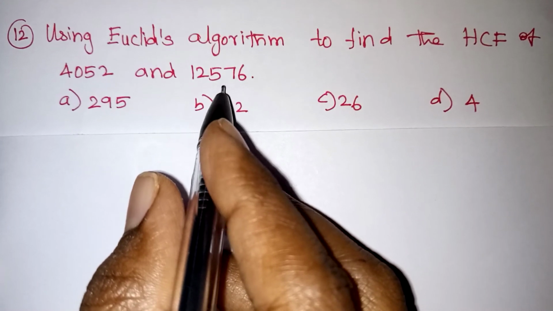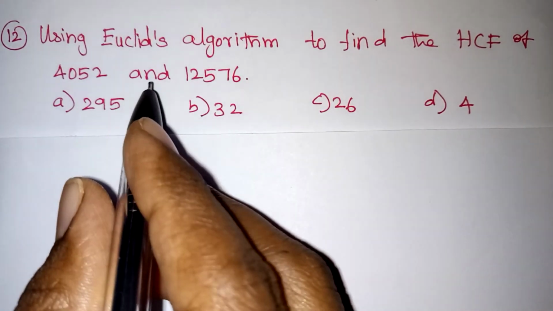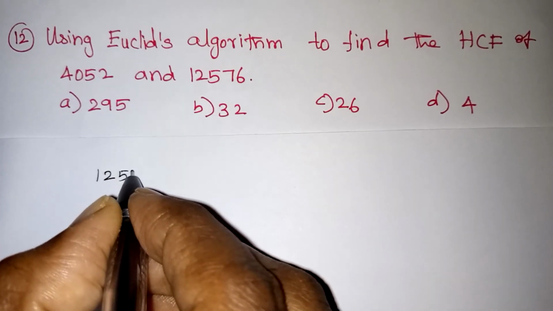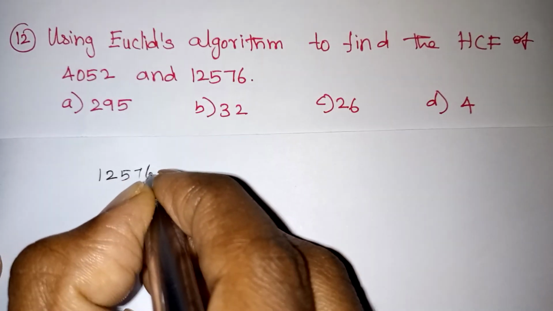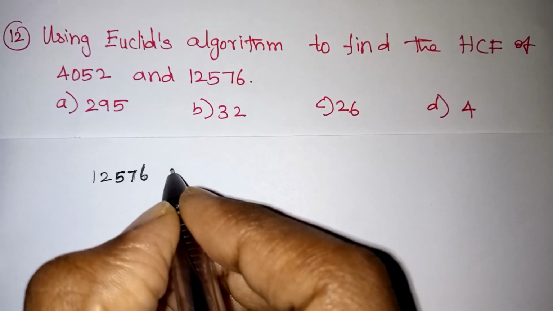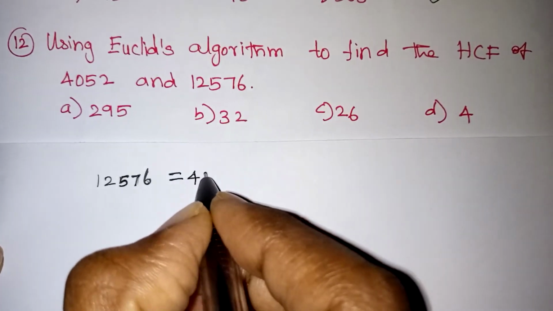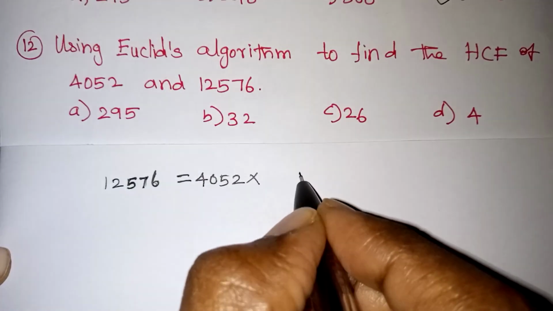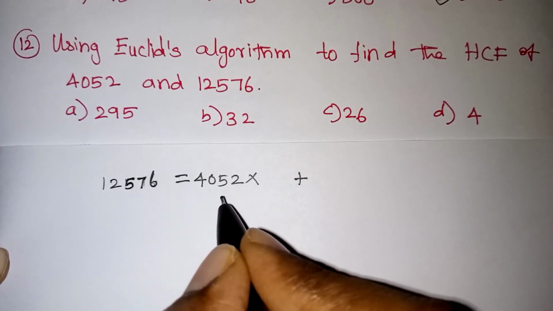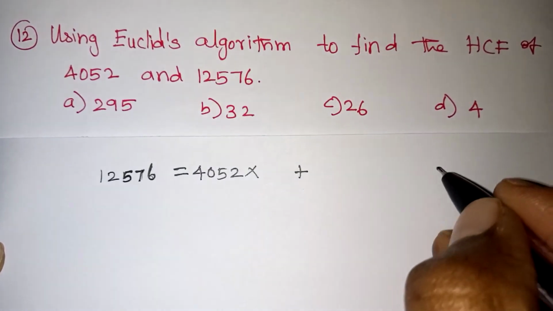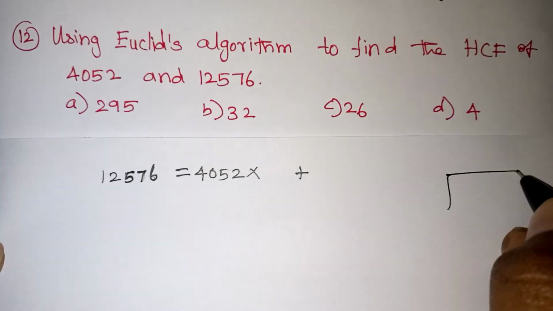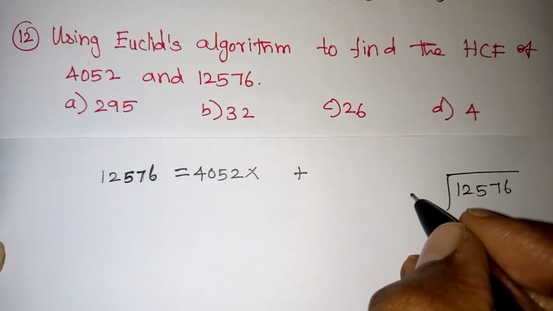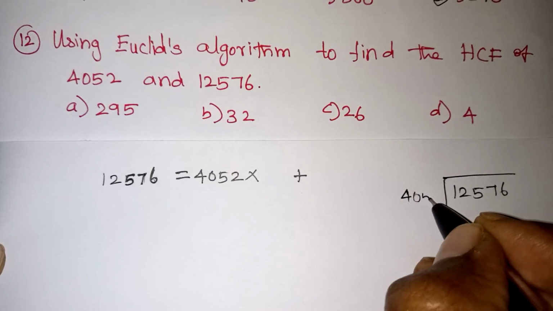To use Euclid's algorithm, first find out which is the bigger number. Here 12576 is the bigger number, which is equal to 4052 into what number, plus what number, we have to write. That is dividend equals divisor into quotient plus remainder. That quotient and remainder we can get by division. So 12,576 should be taken as the dividend and our divisor is 4052.